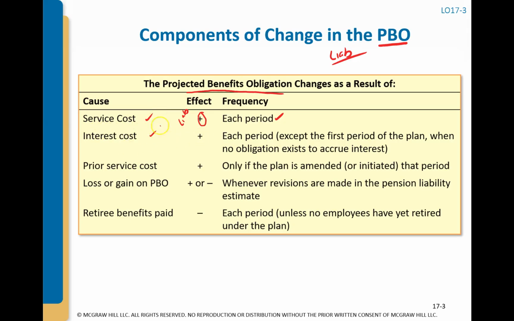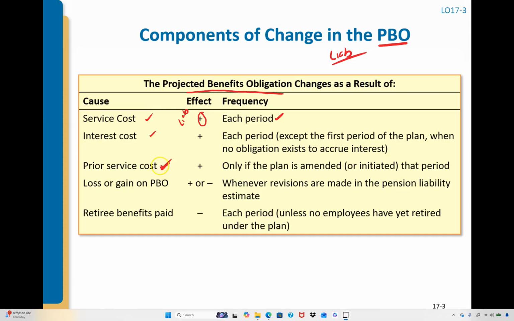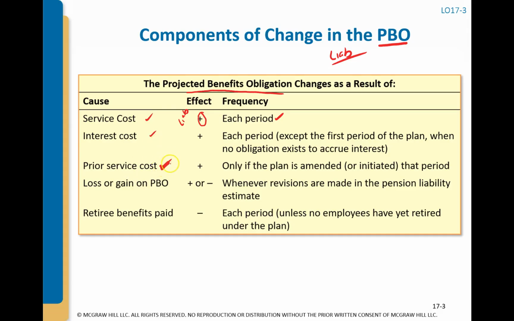You have an interest cost because this is a long-term liability, so you have to accrue interest on it. There's prior service cost, which only occurs if the pension plan is amended or if it's the first time the pension plan is put into place during that period. This one doesn't always occur, but when it does, it increases your PBO because now you have to accrue for this prior service cost. There's a whole video just for this item if you're not familiar.